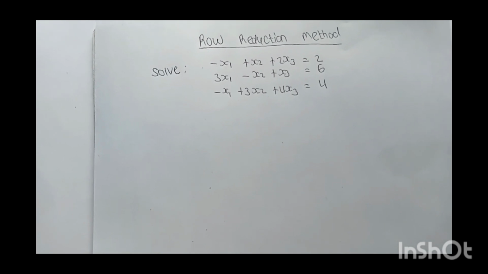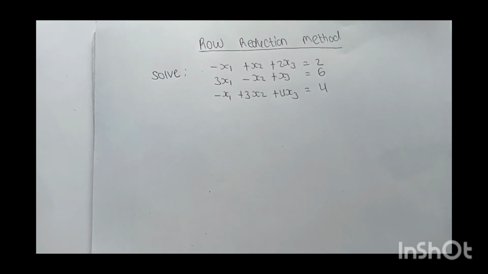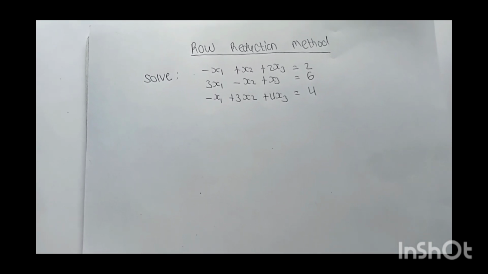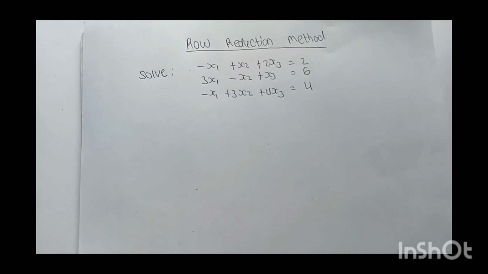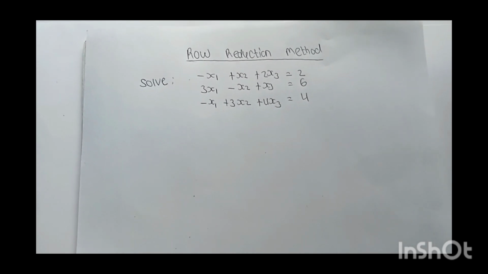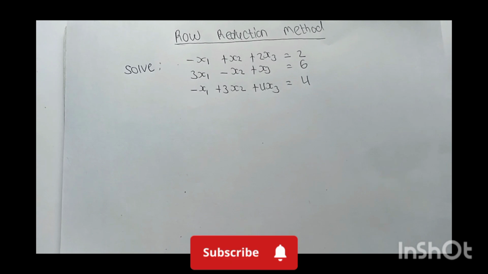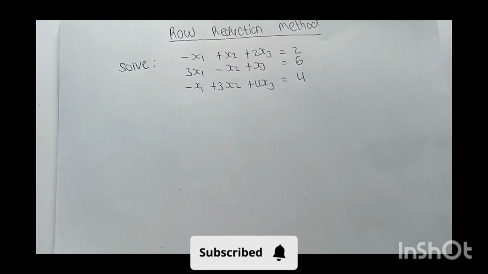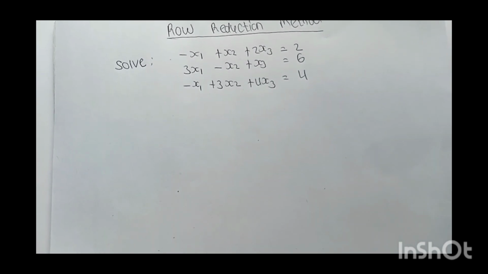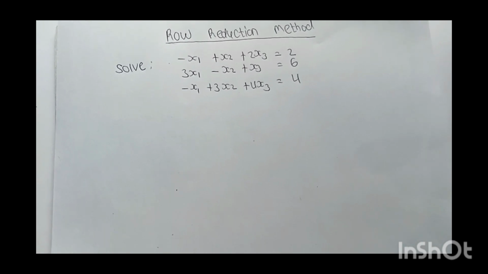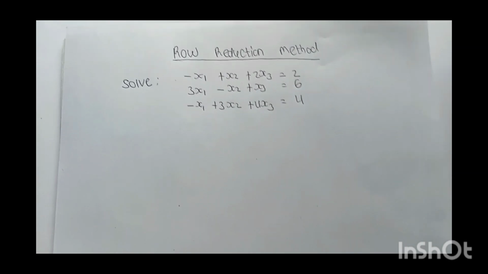So today we are going to solve for x1, x2, x3 using the row reduction method. Remember, you can also solve this one using the matrix form, but today specifically we are going to use the row reduction method. Using this method, we have to write the equation into matrix form. Next we form the augmented matrix, then reduce to form the echelon form, and finally we solve for the unknown by the backward method.